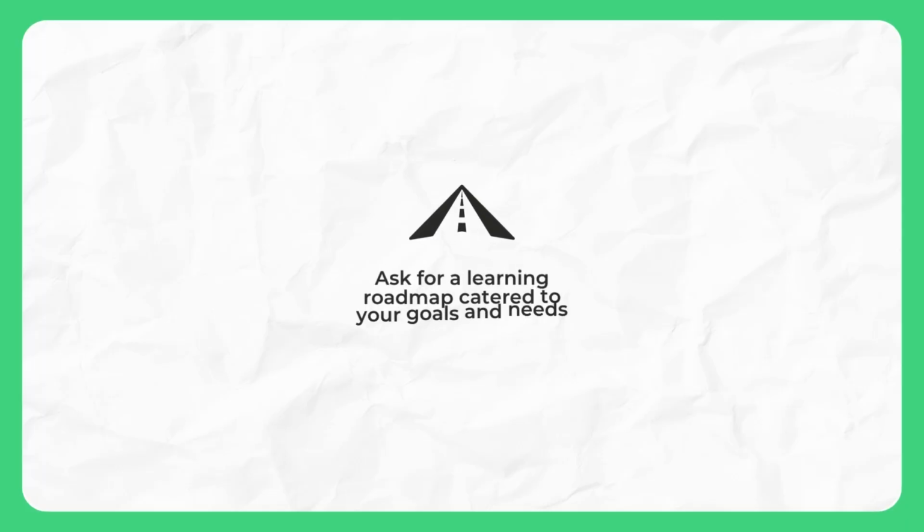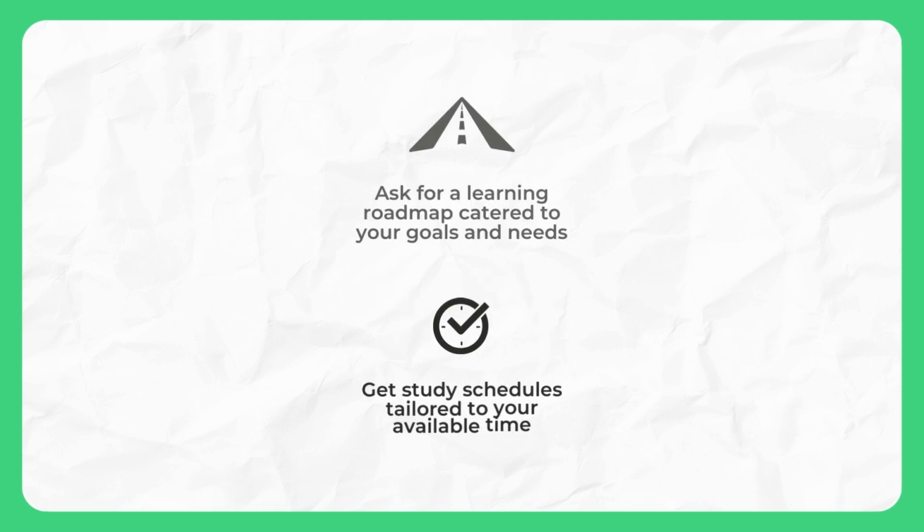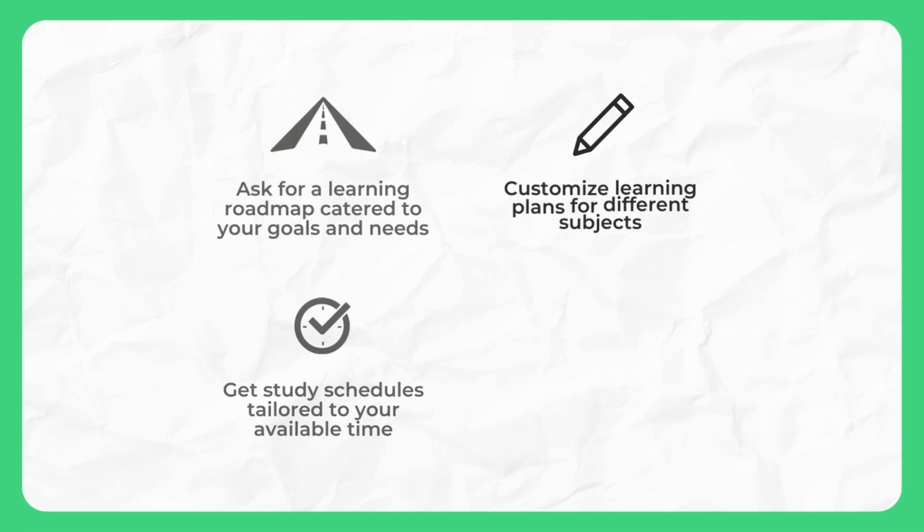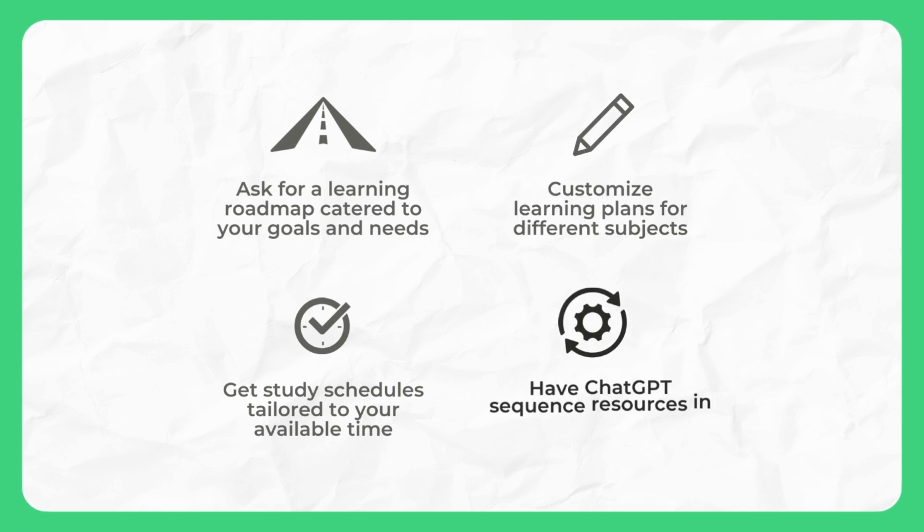We'll start by asking for learning roadmaps catered to our goals and our needs. Then we'll get ChatGPT to generate study schedules tailored to the time we have on our hands. Next, we'll see how we can get customized learning plans for different topics, different subjects we want to study. We'll ask ChatGPT to sequence the resources we would like to study in order to approach them in the optimal order. And you'll see how important that is.